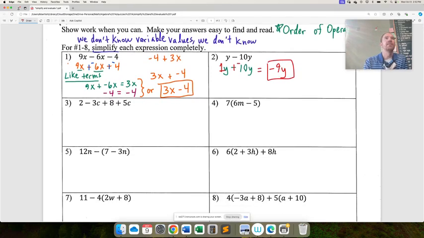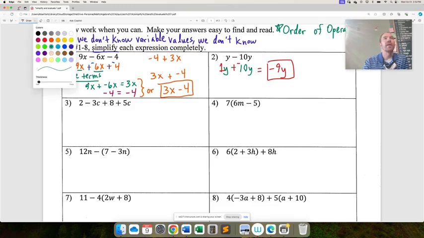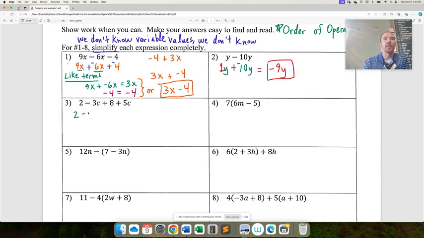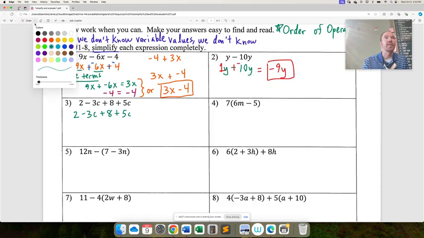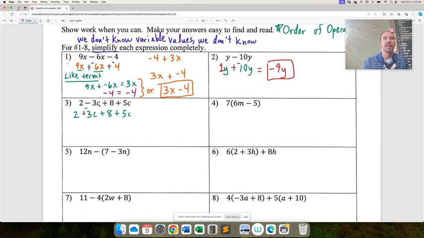Number 3, we can think about our like terms. First of all, I can do some chop slashing. Let's do that. Plus 8 plus 5c. This is a really tricky one. Some people think that the subtraction belongs with the 2. I go, no, the subtraction belongs with the 3c. So if we chop slash that here, let's chop slash that plus a -3.